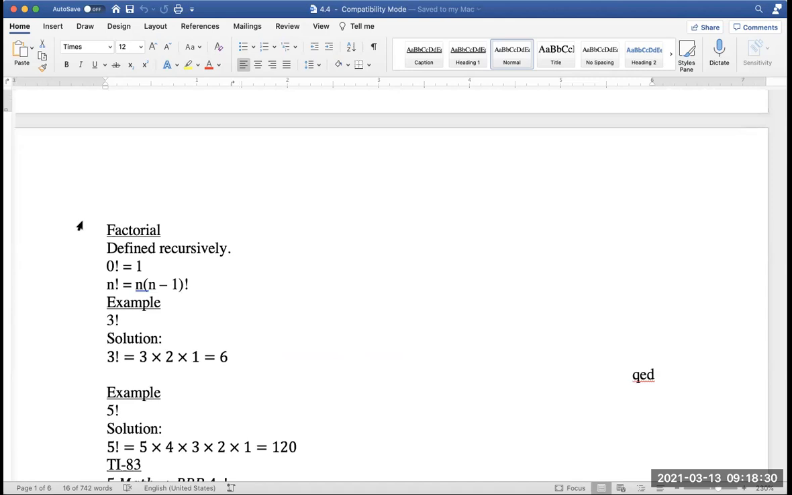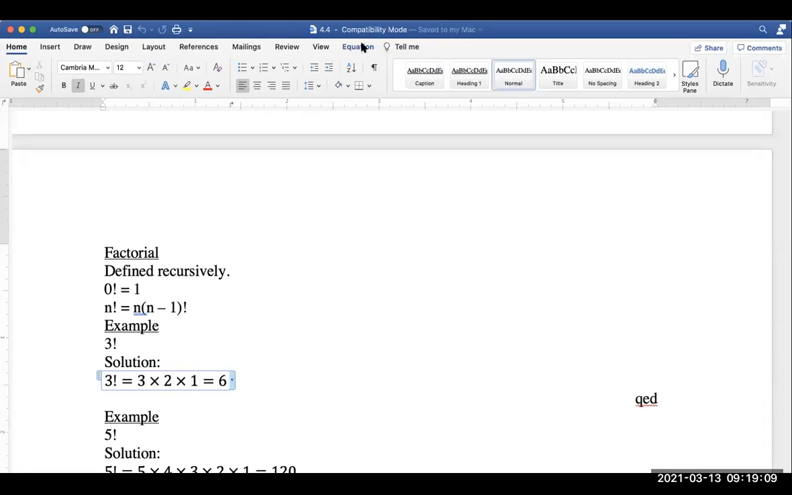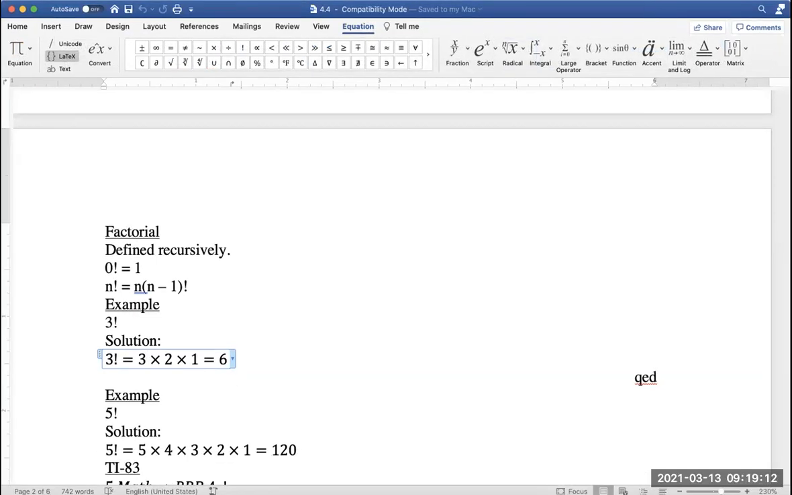So factorial. Let's define factorial recursively. This little exclamation point is the factorial notation. So 0 factorial is defined as 1. N factorial is defined as n times n minus 1 factorial. So for example, 3 factorial is 3 times 2 factorial.